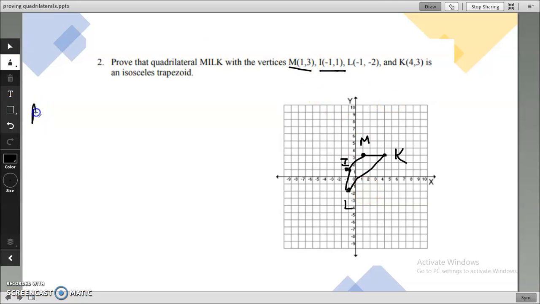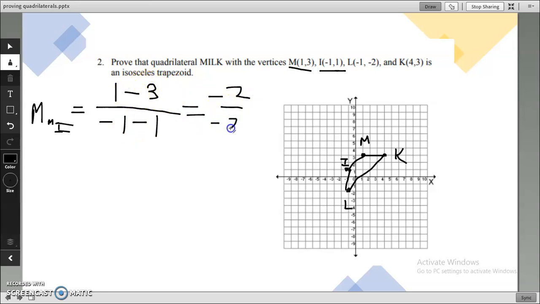The slope formula is y2 minus y1 over x2 minus x1. Since we have MI, we'll say I is my second point. So y2, which is 1, minus y1, which is 3, divided by x2, which is -1, minus x1, which is 1. And that gives me -2 over -2, which is 1.